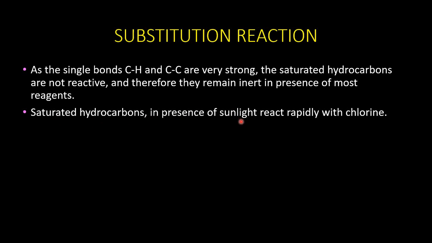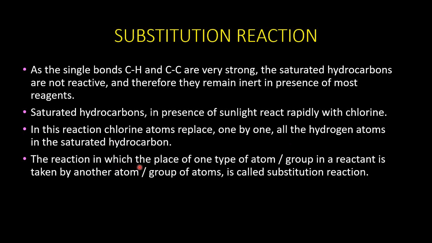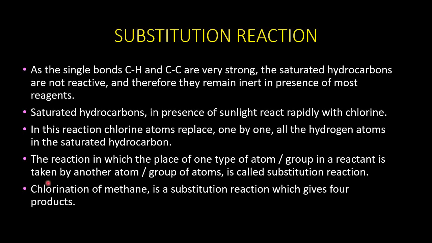hydrocarbons in the presence of sunlight, they react rapidly with chlorine. In this reaction, the chlorine atoms replace the hydrogen atoms one by one. The reaction in which the place of an atom or group of atoms in the reactant is taken by another atom or group of atoms is called a substitution reaction. The chlorination of methane is a substitution reaction which gives four different products. We will see them one by one.